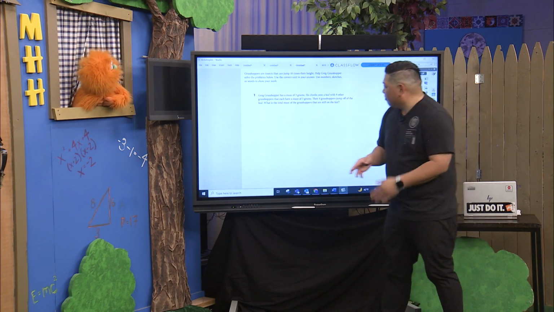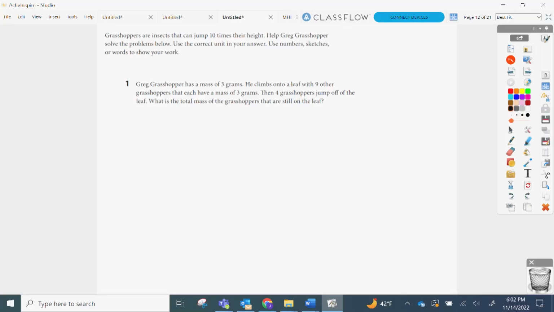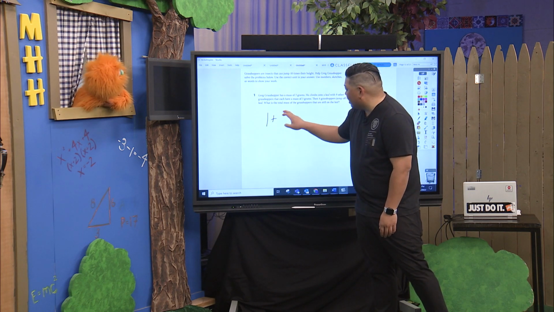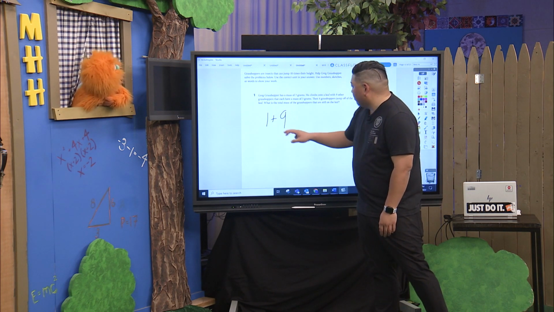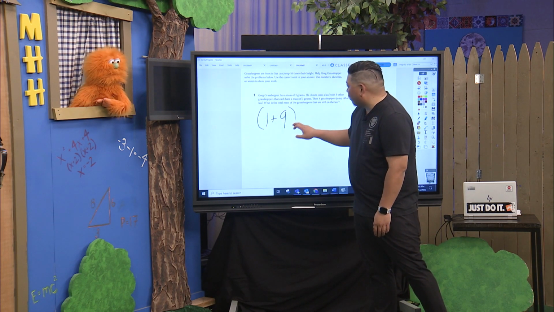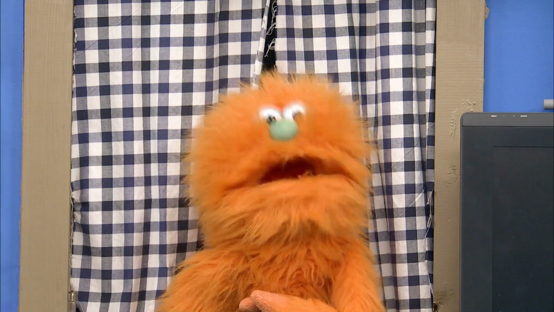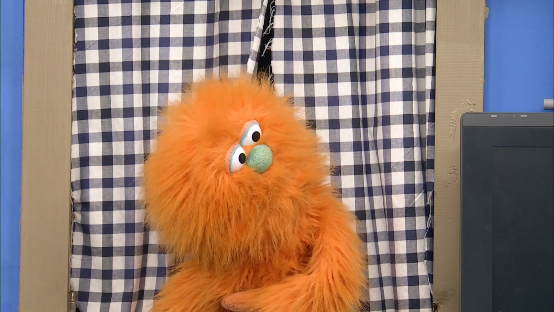He climbs onto a leaf with 9 other grasshoppers. So that's the first thing that happened, right? If there's 9 others, it's 1 plus 9. He's the 1 plus the 9 others. That's the first thing that happens. And then 4 grasshoppers jump off, so then we subtract 4 from that. You put the 1 plus 9 in parentheses because we have to do that first, because that was the first thing that happened.